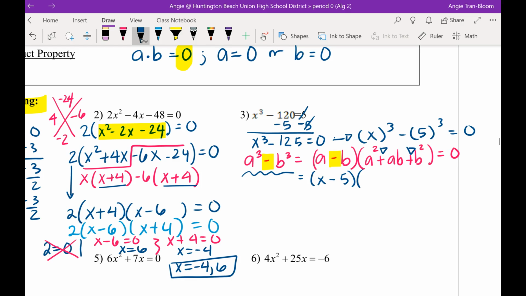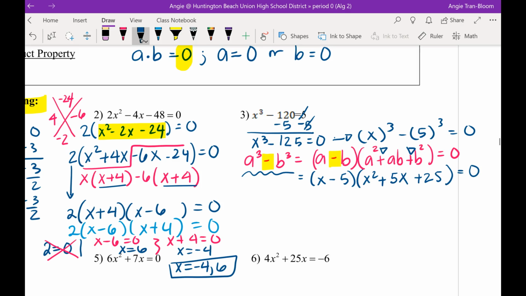And then A squared is now what? X squared plus what? 5x, or x times 5 is 5x, plus b squared. What's b squared? 25, because b is 5, 5 squared is 25, so we're going to write that down, and we're going to set it equals to 0.